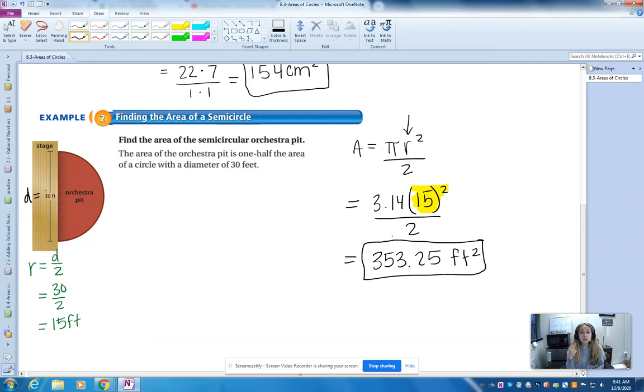So those are the 2 things you're going to be doing in the assignment. Make sure that you are aware of whether they're giving you the diameter or the radius and that you're plugging in the right one. Okay, and remember, cherry pie is delicious and apple pies are too.